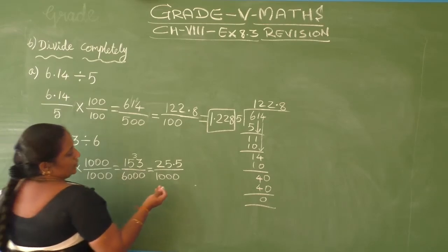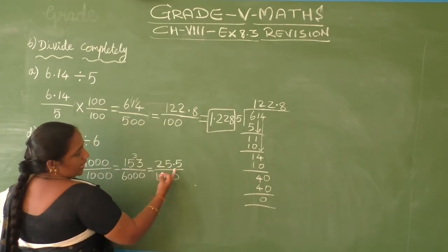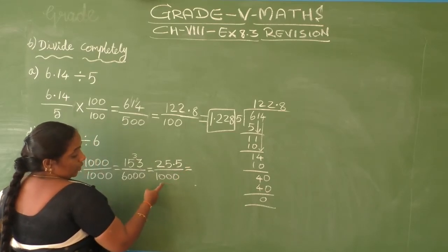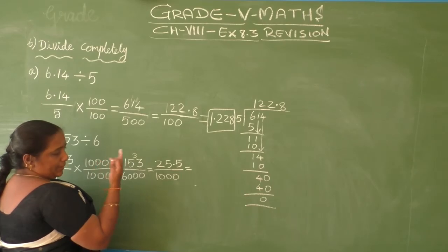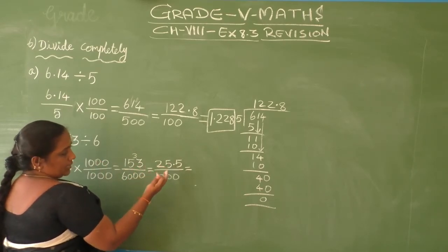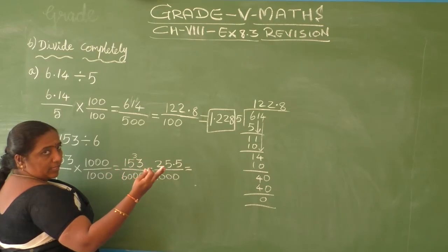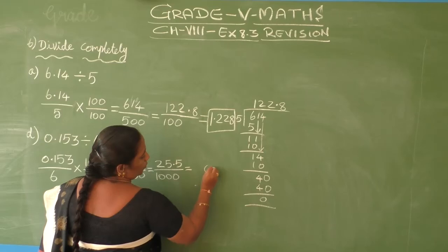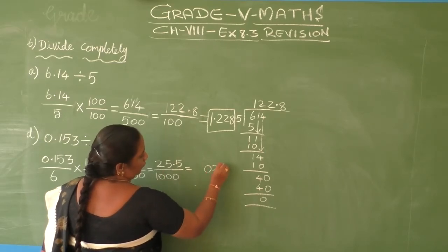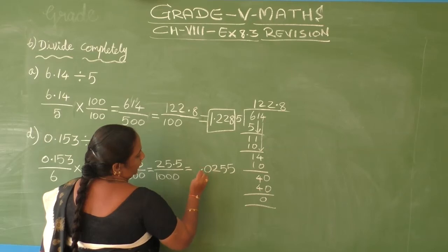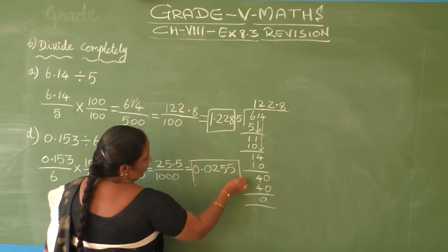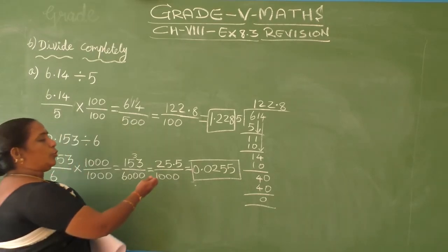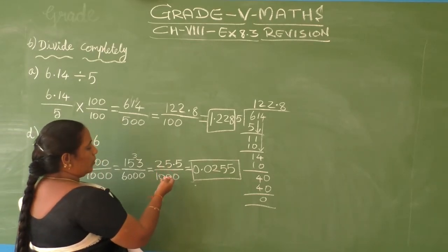Is it or not? So as usual, comparing to the previous sum, already you have one decimal place. Here in the denominator you have 1000. That means 3 places will come in the decimal part. Already you have 1 place, so 3 more places means 4 places will come in your decimal part. But here you have 3 places only. So what do you have to do? You add one more 0. 0, 2, 5, 5. So the answer is 0.0255. Okay.